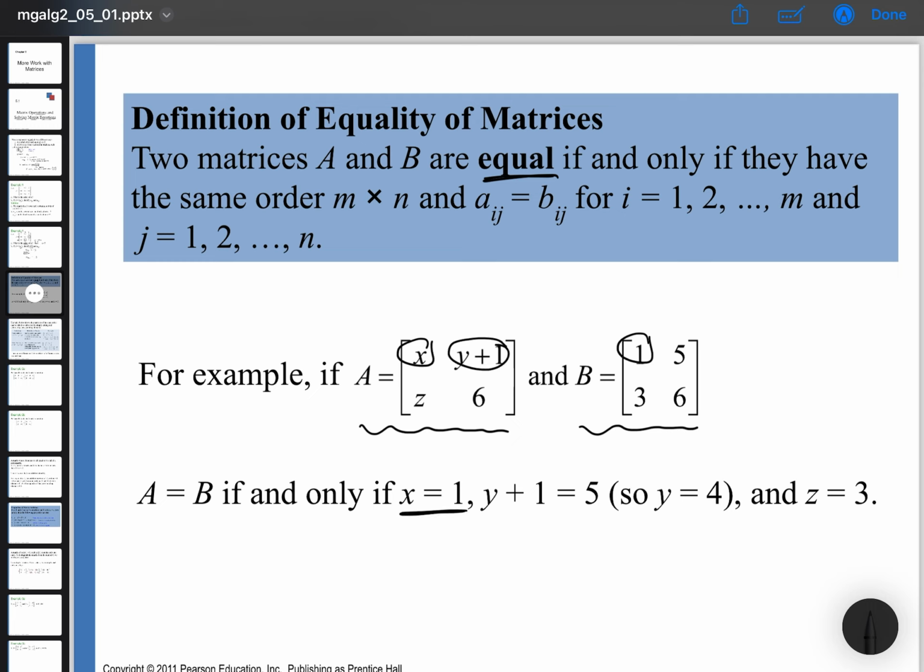If Y plus 1 was the same as 5. That's what they're saying here. And if Z was the same as 3. So they're only equal if in every location the elements are the same.